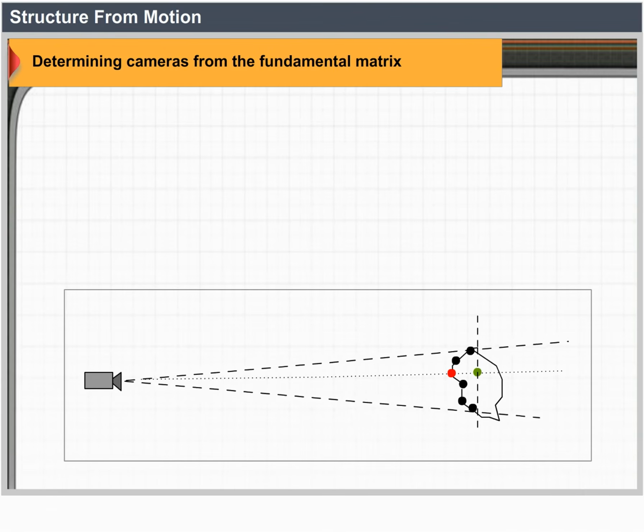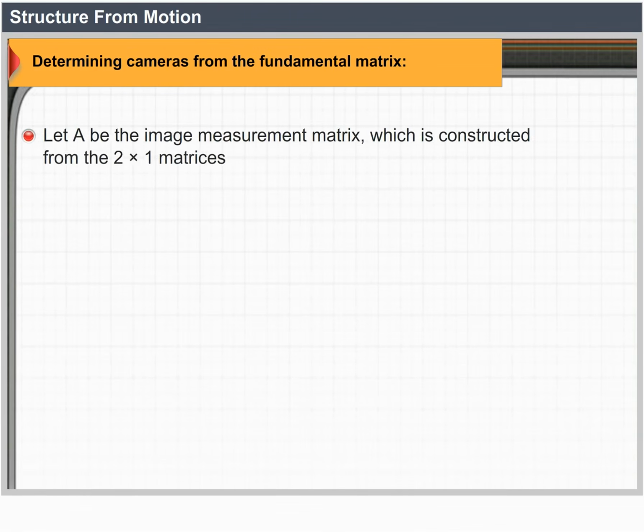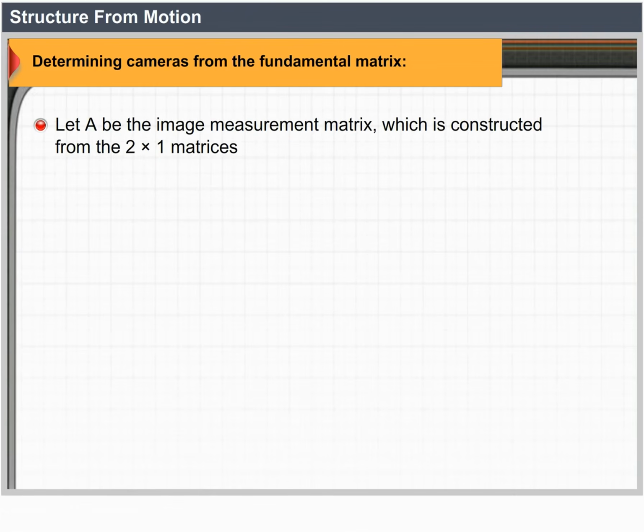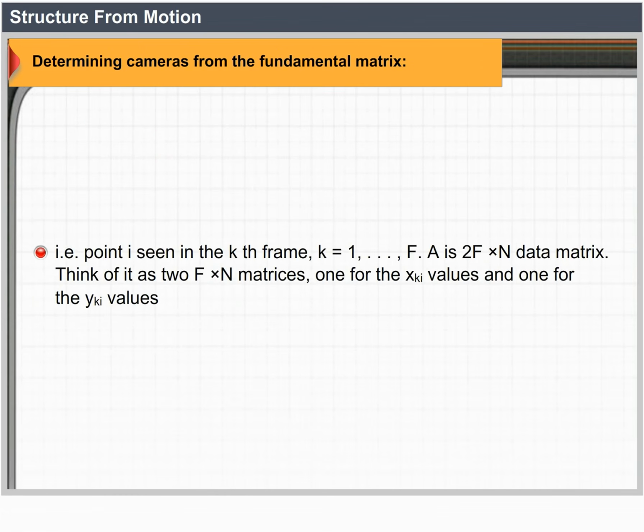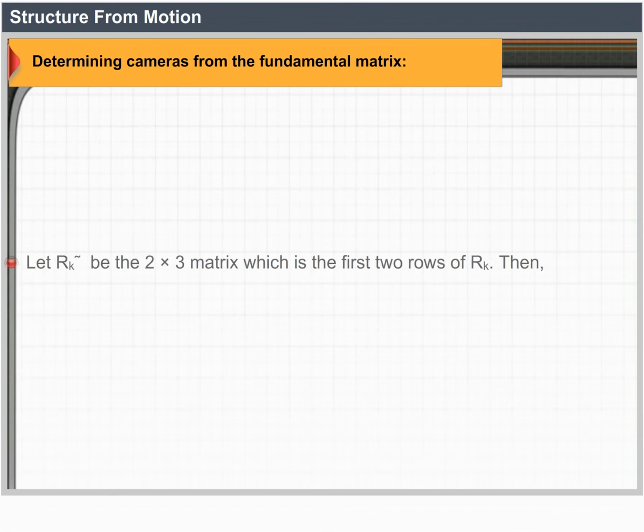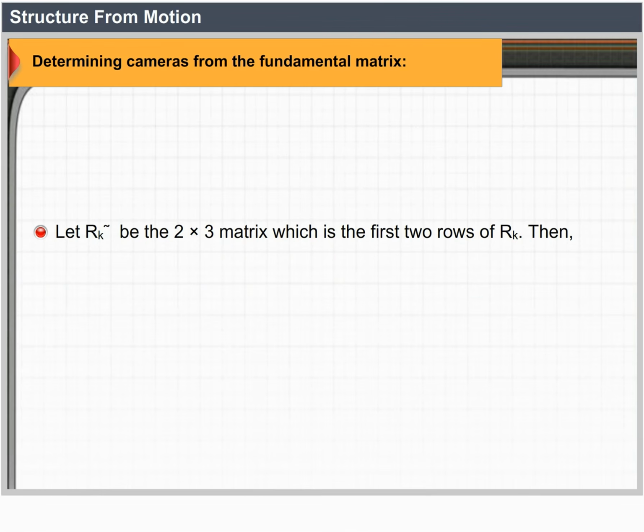Let A be the image measurement matrix, which is constructed from the 2 cross 1 matrices xki, yki, point i seen in the kth frame, k equals 1 going up to F. A is a 2F cross N data matrix. Think of it as 2 F cross N matrices, one for the xki values and one for the yki values. Let Rk dash be the 2 cross 3 matrix, which is the first two rows of Rk. Then the xki and yki matrix is given by.